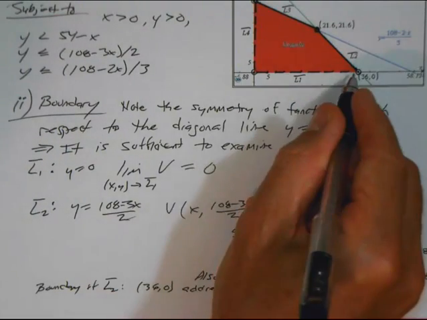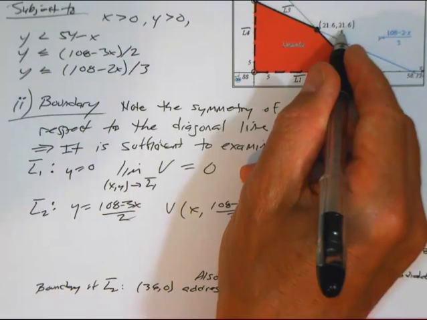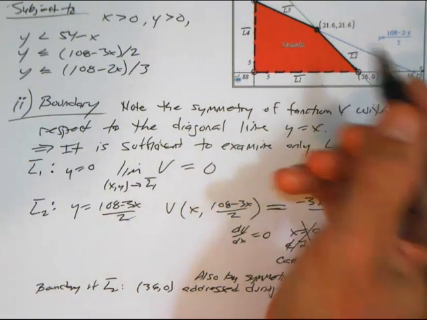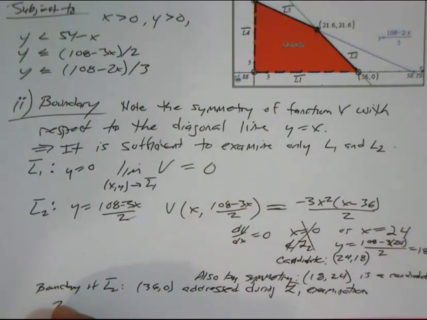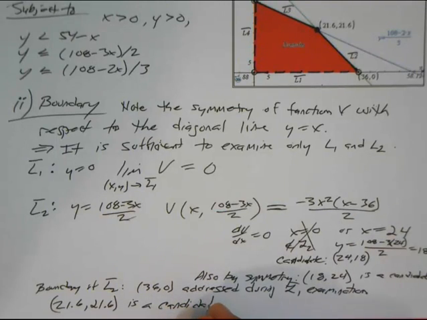The other side has got this point (21.6, 21.6). It's on L2, and well, that's a candidate. Candidate there, candidate there, candidate there. So from our boundary consideration, we've generated three candidates. Our critical points, there was one of those, and so now we're ready to do our tabulation. This aspect is probably best done on the Nspire, so let's go back there.